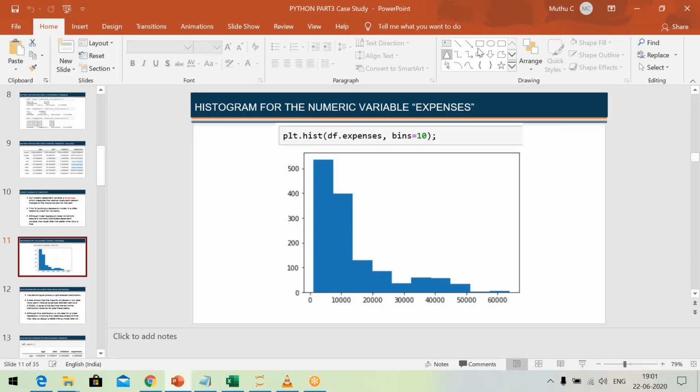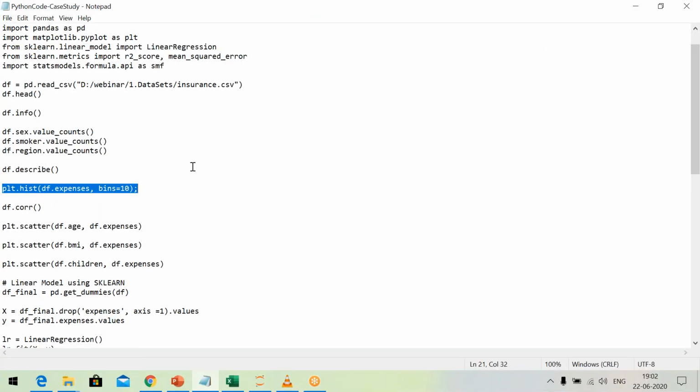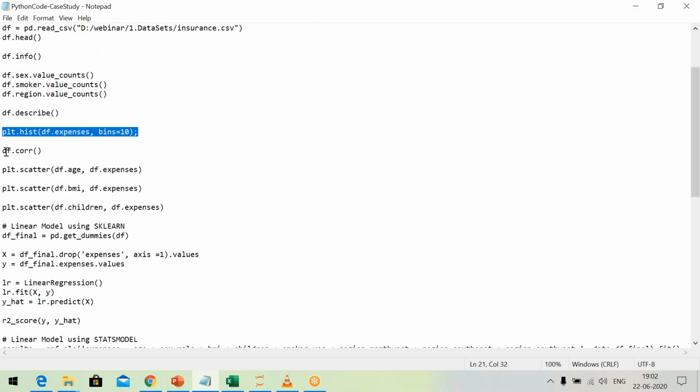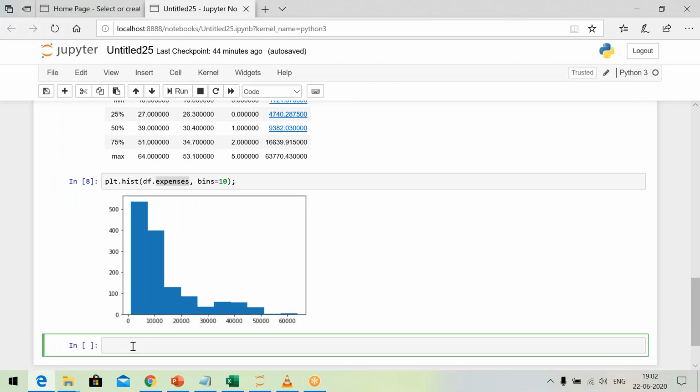Now let us continue the execution. Right, now we have executed up to this stage. Now we are going to find correlation coefficient. What is correlation coefficient? Now let us execute the command, and then I will tell you.